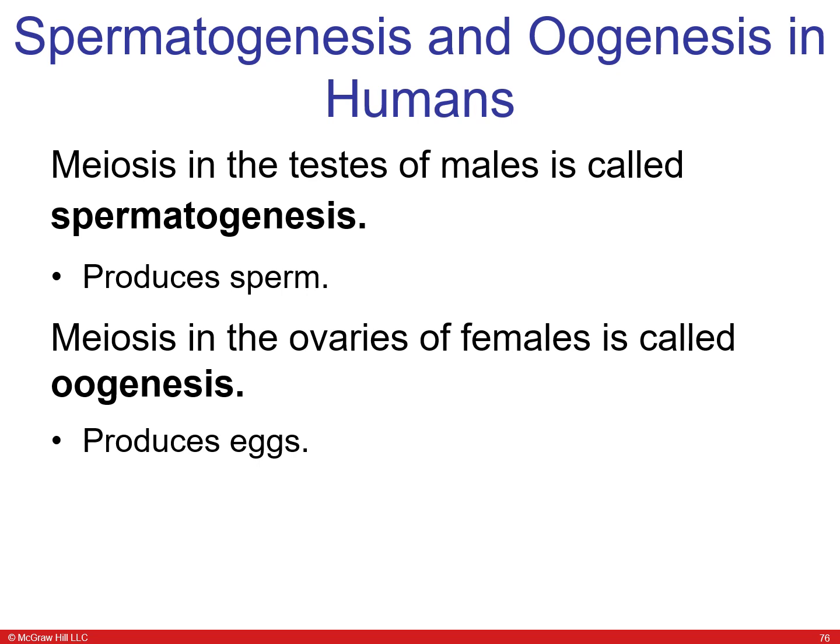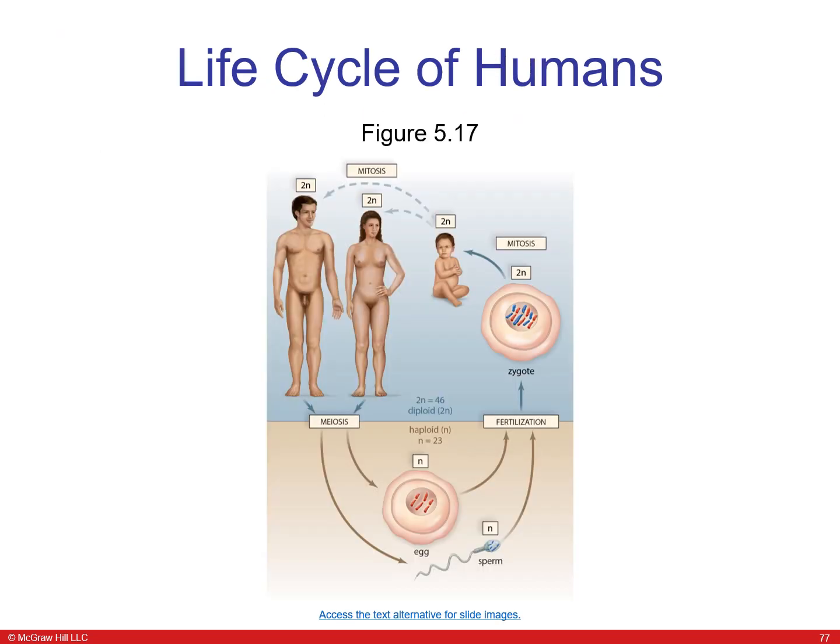So meiosis in the testes of males is called spermatogenesis, and it produces sperm. And meiosis in the ovaries of females is called oogenesis, and this produces the eggs. So here is a diagram of the life cycle of humans.